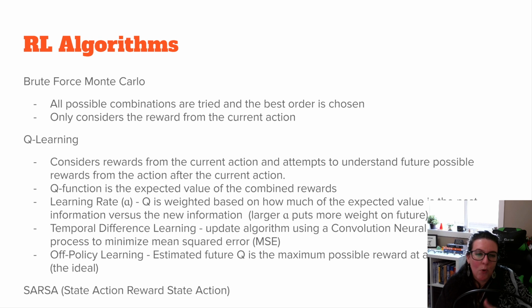We look at what's called temporal difference learning. So we're updating the algorithm, and we can use a convolutional neural network, and that is the neural networks that we're going to talk about in some other videos. And we have some kind of metric to measure how well we are learning, and here it could be to minimize the mean squared error. Q-learning is called off-policy learning. Off-policy learning is that we estimate that future Q based on the ideal conditions. So we're looking at Q in terms of the maximum possible reward at any given state.